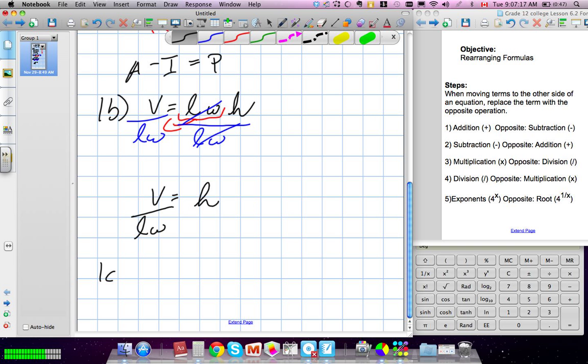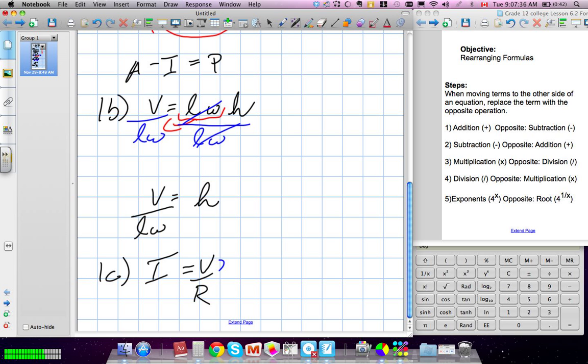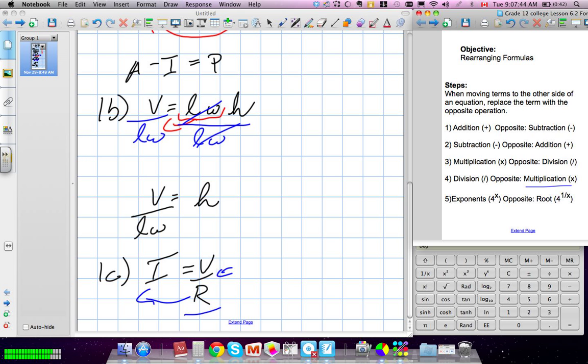Last thing, 1C. In the book, they ask us to isolate for V. We get I is equal to V over R, but I would like to isolate for R. It's a little more difficult. Okay? To isolate for V would be pretty straightforward. This is V divided by R. So we would need to move R to the other side, and because it's division, we know R would become multiplication on the other side. Now that would be to isolate for V.